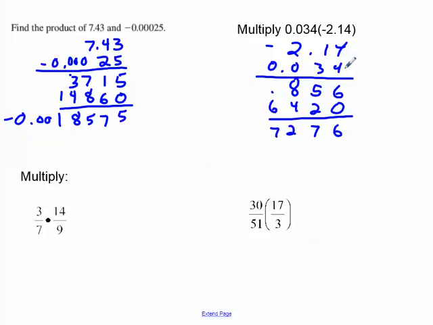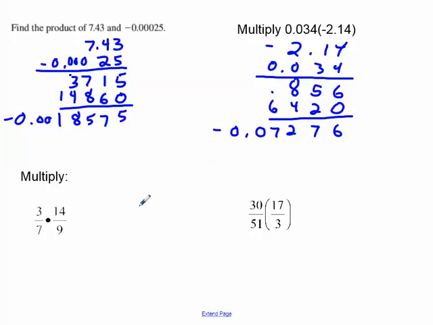Now worry about how many decimal points. 1, 2, 3, 4, 5. 1, 2, 3, 4, 5. And a 0 in front of the decimal point and a negative sign right there. 0.07276 is my answer. All right, we've had practice doing fractions as well before, so we've got some practice there. We're just doing decimals right now.